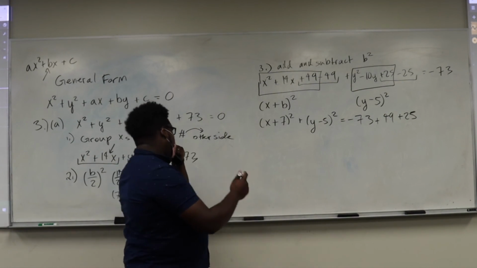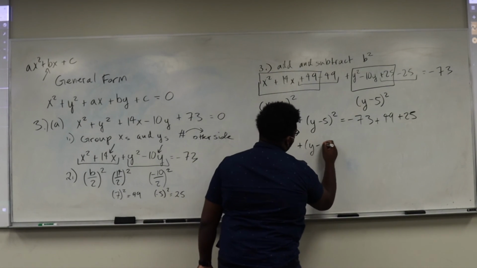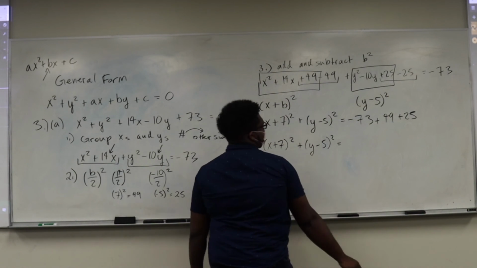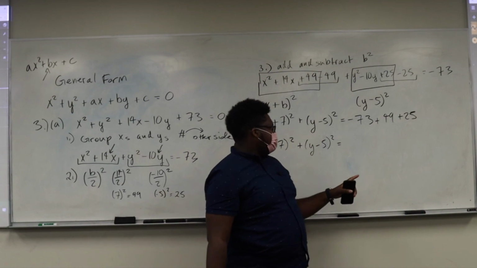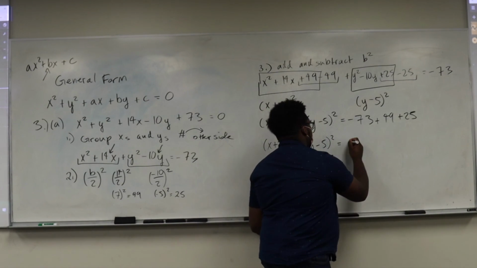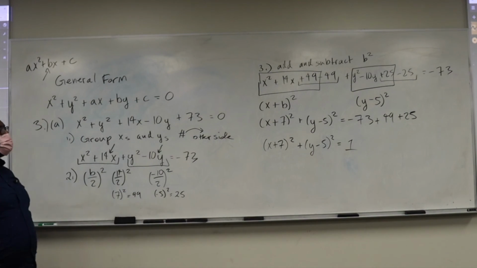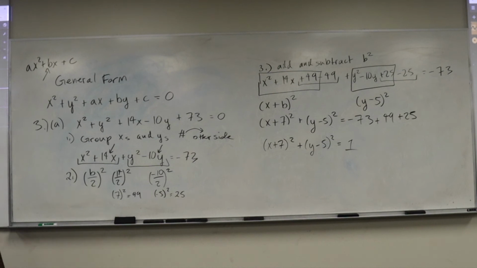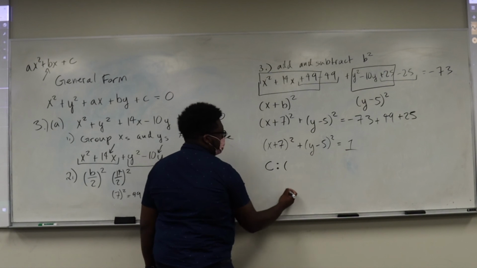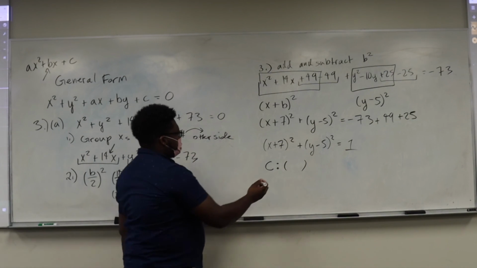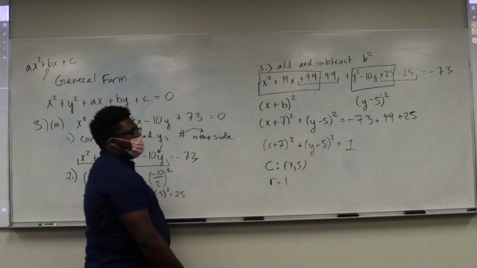Now we can finish up. We've got x plus 7 squared plus y minus 5 squared equals, let's see, 49 plus 25 is 74, so that's going to be 1. Now, is this in standard form? Yes, because we can easily see that the center is going to be where, guys? Negative 7, 5. And the radius is the square root of 1, which is 1.